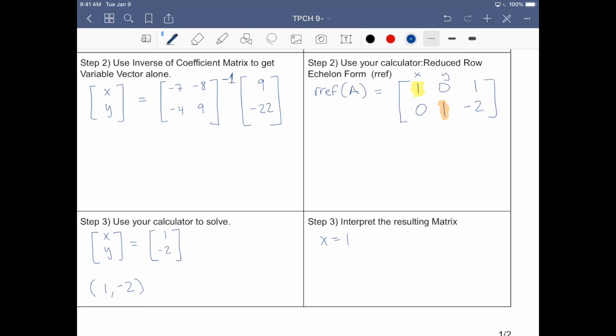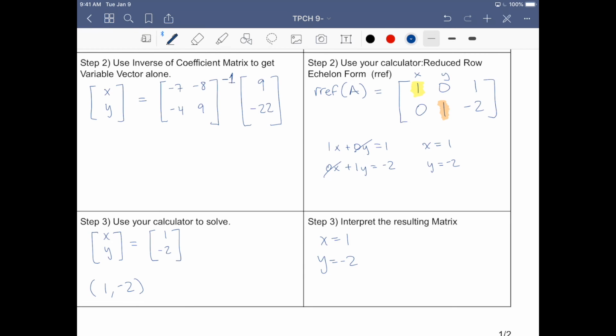So again, this is 0x. Here, it's probably better that I write this out. So 1x plus 0y equals 1 is how I read the first row. And the second row, I read 0x plus 1y equals negative 2. Well, guess what? I don't need to write that 0y or that 0x. It says x equals 1 and y equals negative 2. So that's how I interpret the reduced row echelon form.